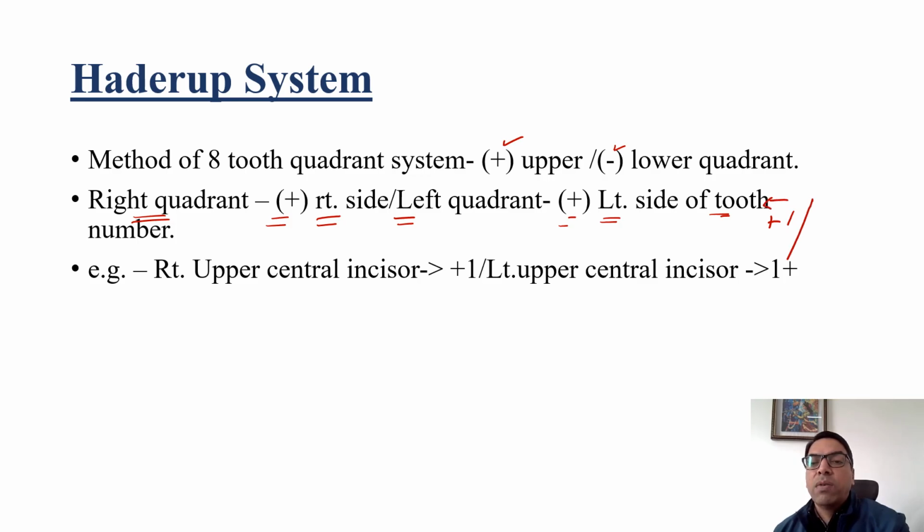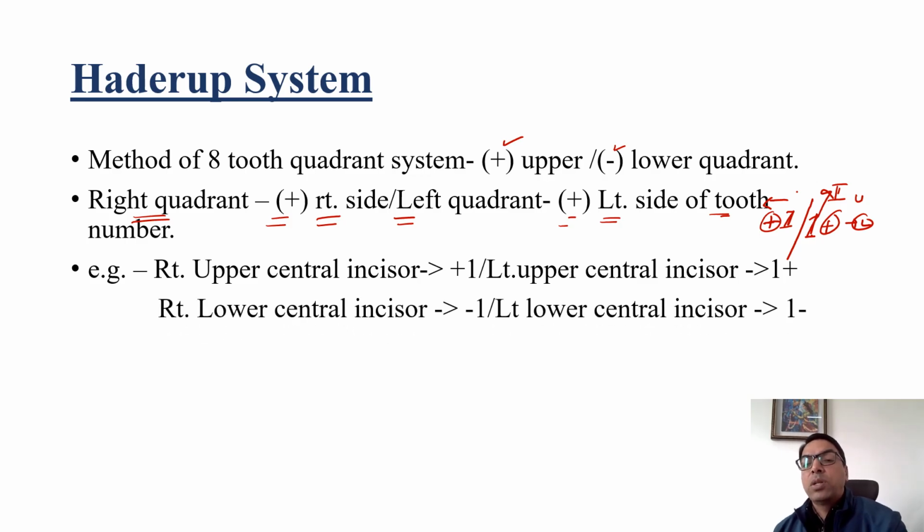Or if we are writing 1 plus, 1 is indicating the tooth, that is the incisor, plus means upper jaw, and the position means on the left side. 1 is incisor, this is upper jaw, and this is on the right side, that means right upper jaw, central tooth. If we go for the same tooth in the lower jaw, the sign is placed, and the number.